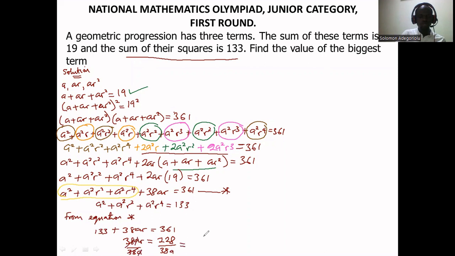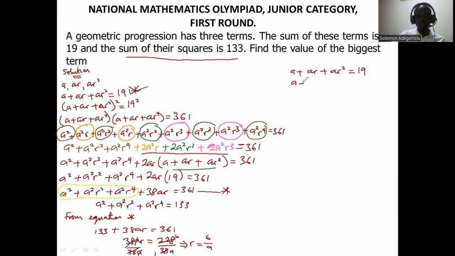And here we're going to be having R is equal to 38 here is 1, 38 here is 6. R is equal to 6 over A. All right, if our common ratio is equal to 6 over A, we'll go back to this equation now and substitute the value of R there. The equation that we have there is A plus AR plus AR squared is equal to 19. Let's substitute the value of R there.